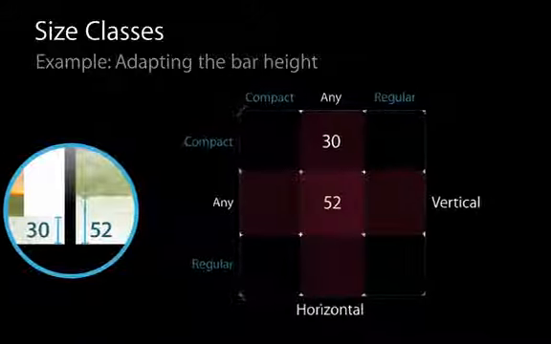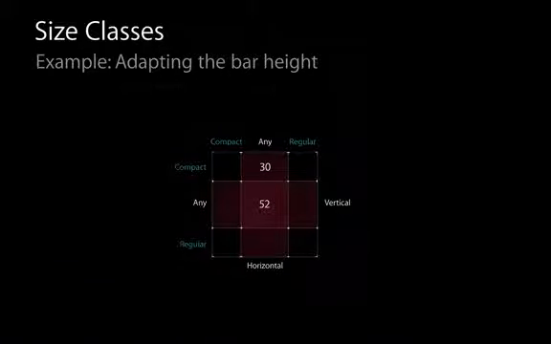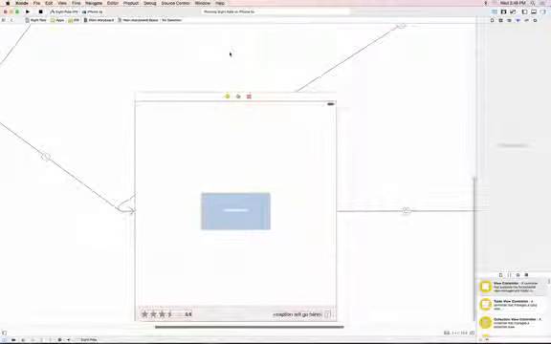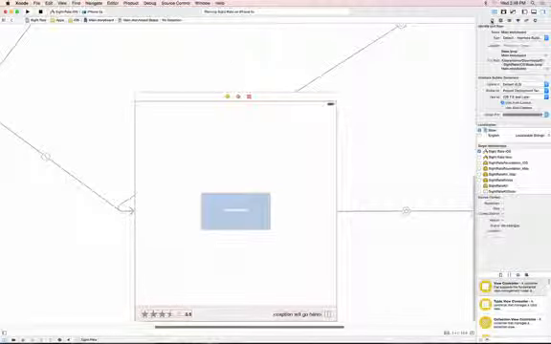Now, this grid is going to become really familiar, because this is actually exactly how we expose switching between the different configurations inside of Xcode. Let me show you how that works. All right, so we're back in our lovely storyboard here. And the first thing that I'm going to do in this storyboard is enable size classes. So let me go ahead and open up the document inspector here and check size classes.